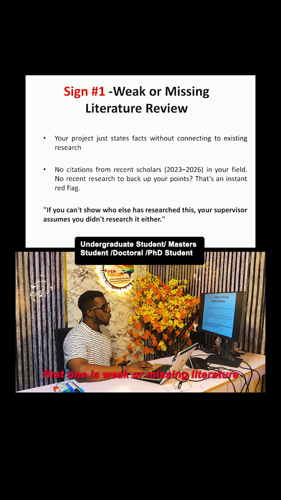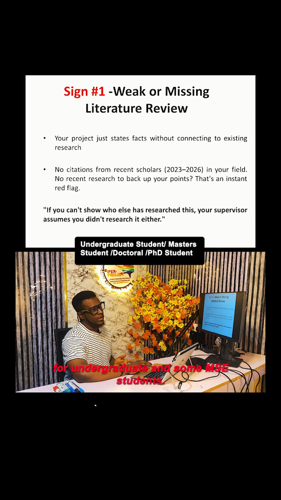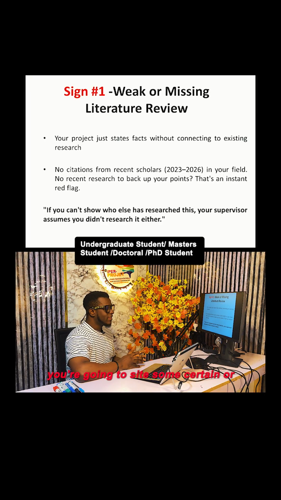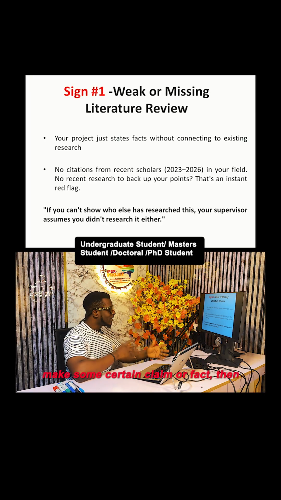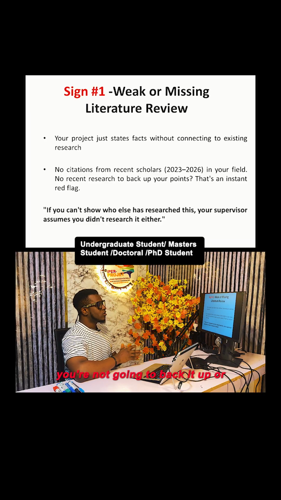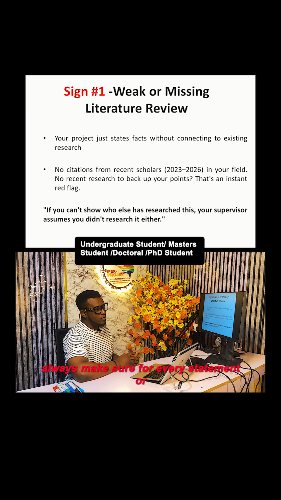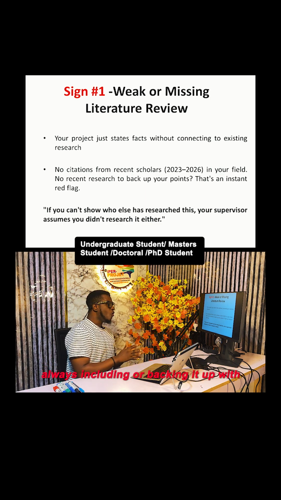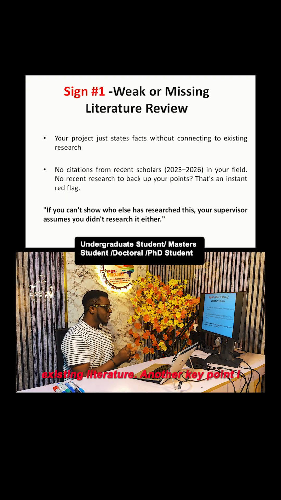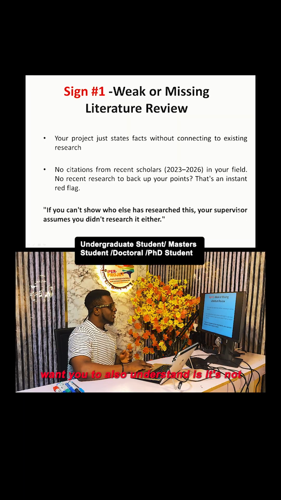Okay, the first one is a weak or missing literature review, and this is especially common for undergraduate and some MSc students. You're going to make a certain claim of fact, and then you're not going to back it up or connect it with existing literature. So always make sure that for every statement of fact you write in your work, you back it up with existing literature. Another key point I want you to understand is that it's not just about including citations.